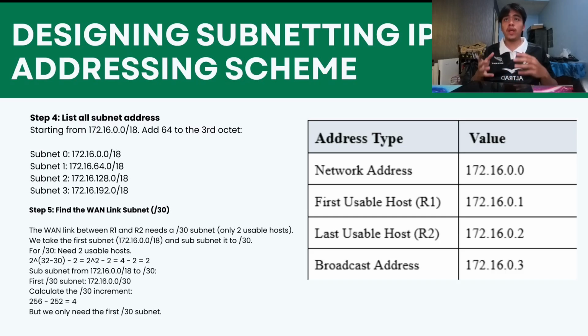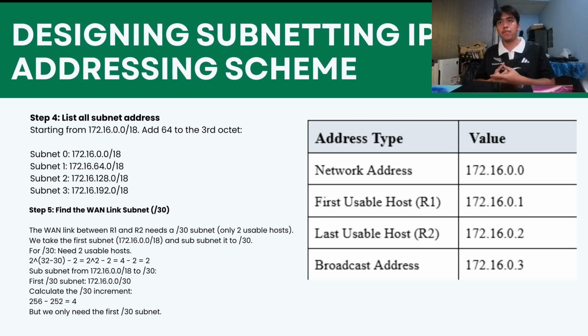Then for step 5, we need to find the one link subnet, which is /30. The one link between R1 and R2 needs a /30 subnet, which has only 2 usable hosts. We take the first subnet, 172.16.0.0/18, and subnet it to /30. For /30 we only need 2 usable hosts, so we put it in the formula: 2 to the power of (32 minus 30) minus 2. The answer is 2.